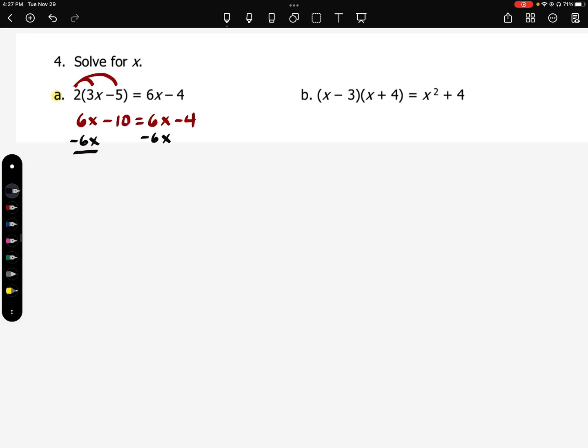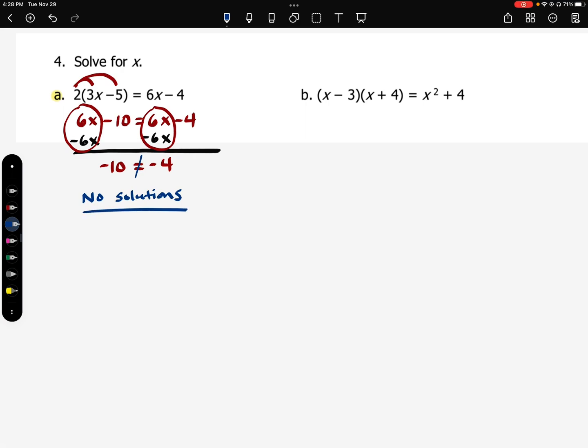And what we'll notice is going to happen right here is 6x and negative 6x will cancel out on both sides. And we're now left with negative 10 is equal to negative 4. And certainly we know that's not a true statement, so therefore we are going to conclude that there are no solutions to this equation. Remember, if it cancels out and it's left with a true statement, there would be infinitely many solutions there. You could say in that case all real numbers would work because it's an equation.